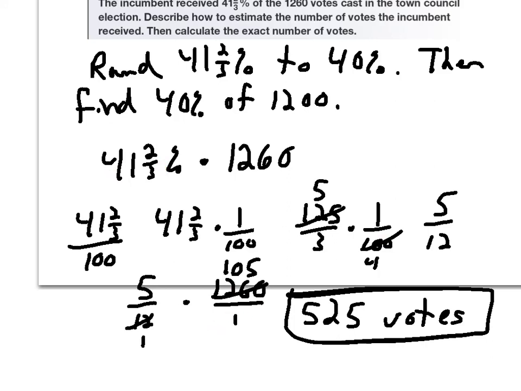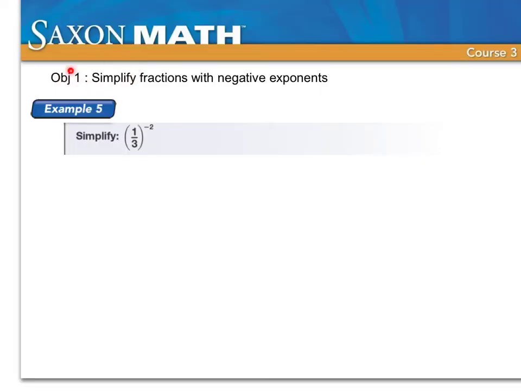And we've got one last example. Up here, this should say objective 2, sorry. And it's to simplify fractions with negative exponents. So here I've got a fraction with negative exponents. So I've got 1/3 to the negative second power.